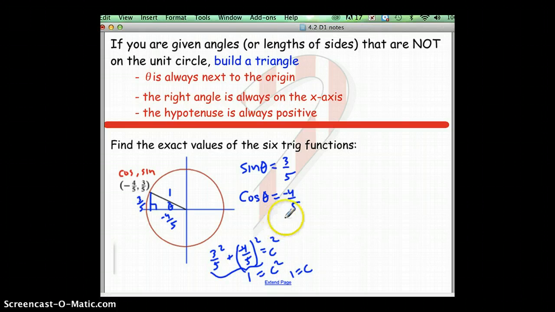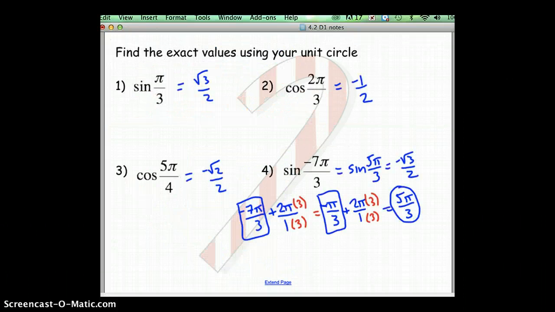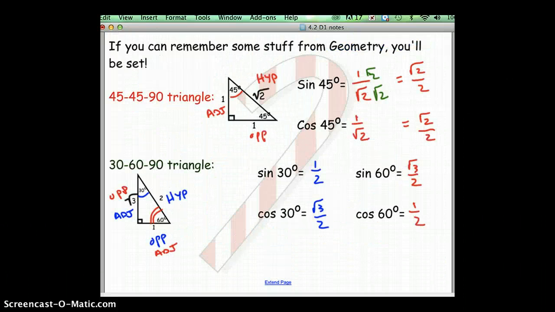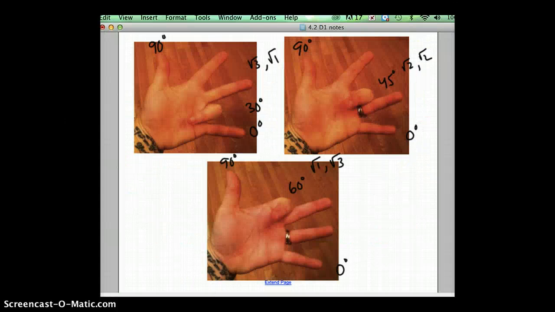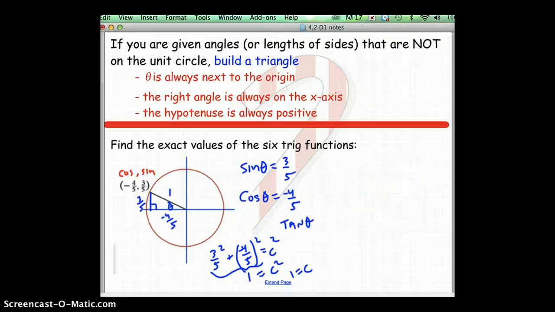Okay, tangent, I'm going to run out of room here. Tangent, if we go back a few slides, back to here. See how tangent is sine over cosine? That's a good one to remember. Tangent is sine over cosine. Okay, so if I did sine, which is 3/5, over cosine, which is negative 4/5, I could take 3/5 and multiply by the reciprocal, which would be negative 5/4. And the 5's cancel, so I would have a negative 3/4 for tangent.